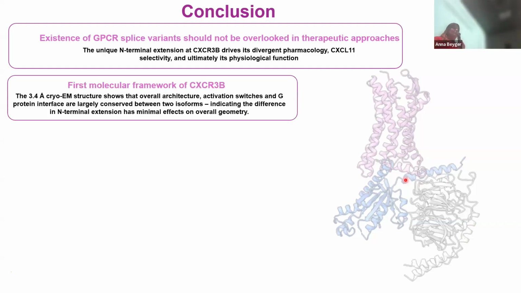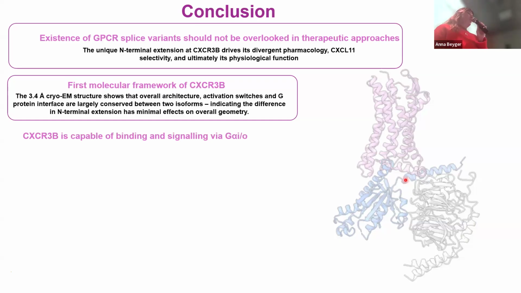We also established a molecular framework of CXCR3B by resolving a 3.4 Angstrom structure of this receptor, which showed that overall the receptor architecture, microswitches, and G-protein interface are quite conserved with CXCR3A, but there were minimal differences observed that could potentially correlate to the lower potency that we observed.